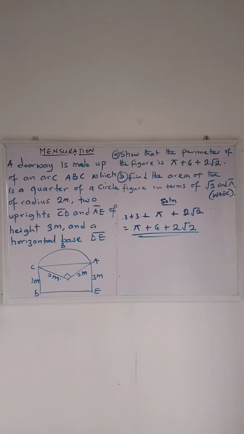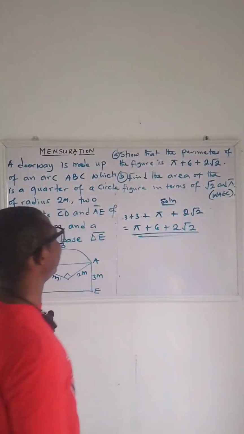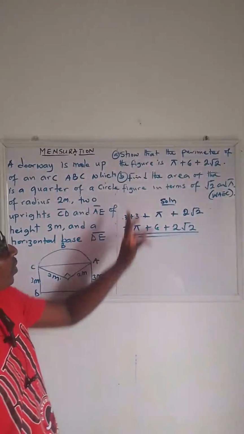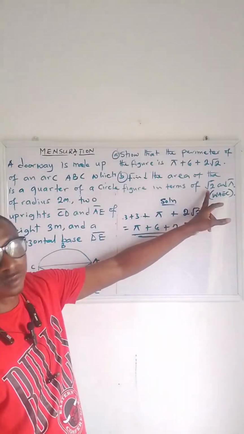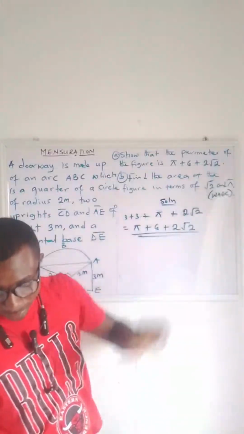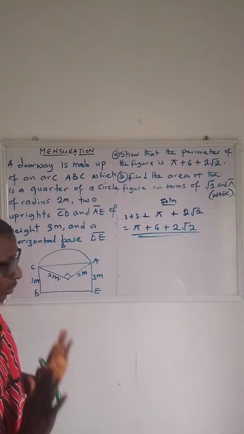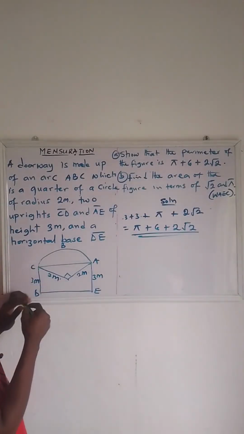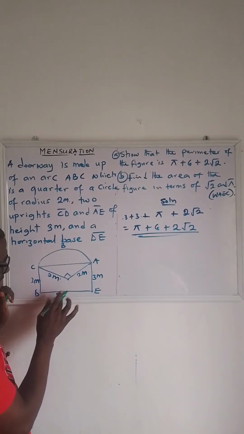Okay, so that means we can move on to the next part. So now let's look at the second part of the question. The question says you have to find the area of the figure in terms of square root of 2 and pi. So how do you do that? We want to find the total area here. Don't forget the dimension here. This one is 2 square root of 2, and that is in meters.